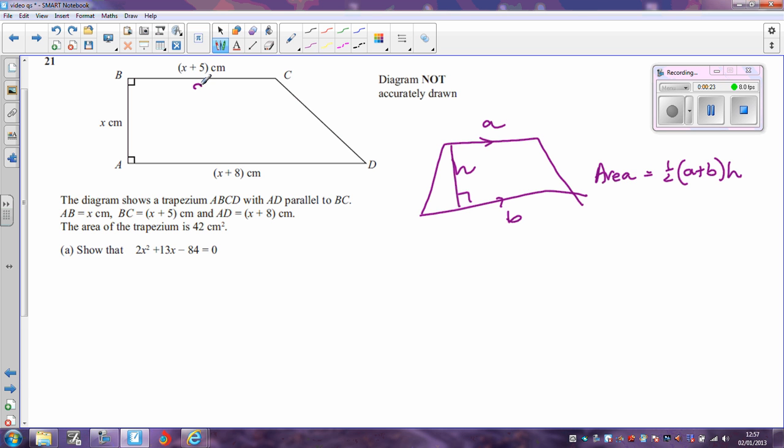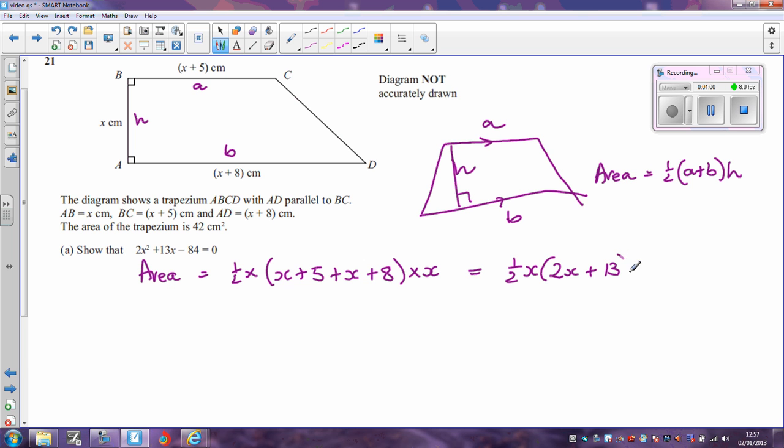So if we look at this trapezium, there's my a and b. h, which is the vertical distance, the perpendicular distance between the two, is just there. So the area in this case is going to be half multiplied by a plus b, well that's x plus 5 plus x plus 8, multiplied by the perpendicular distance, which is x. I'm just going to tidy that up a little bit and make it half x. If I just bring the x forward here, it's going to be easier. And then tidy up the bracket, x plus x is going to be 2x, and 8 and 5 is 13, so that's 2x plus 13.